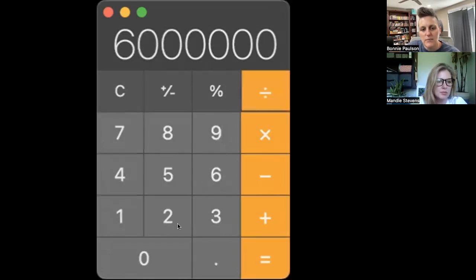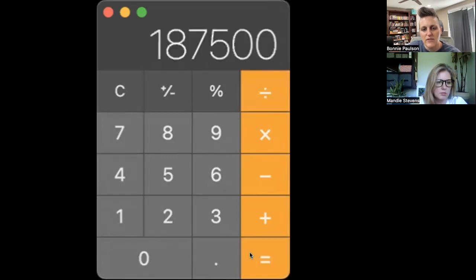Okay, so let's just do the 5 steps. We're going to divide it by 2 once. That's 3 million. Divide it by 2 twice. Divide it by 2 3 times. Divide it by 2 4 times. Divide it by 2 5 times. So that's if we take it down 5 times. That's 187,500. So that's a significantly higher pool.